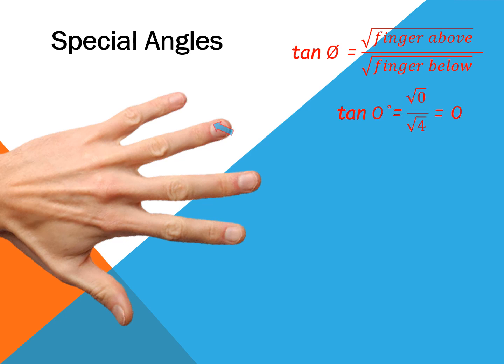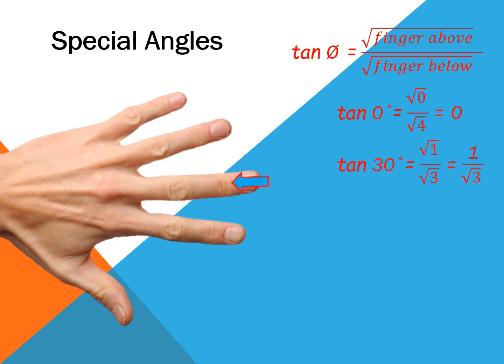Next is the tangent of 30 degrees. In this situation, fingers above is equal to 1 and fingers below is equal to 3. Therefore, tangent 30 degrees is equal to square root of 1 over square root of 3, or equal to 1 over square root of 3.